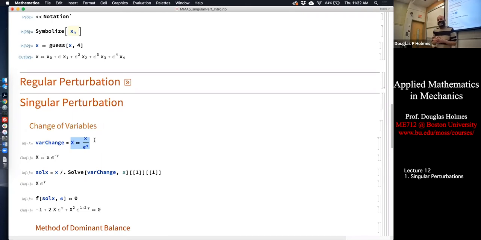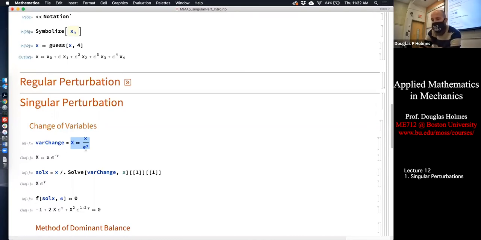So we're going to introduce a change of variable. We're going to call it capital X, and it's going to be equal to our original x, divided by epsilon to the gamma. Now we don't know what gamma is. So the first step is change of variables, and the second step is determine gamma through a dominant balance. The second step is usually one that brings on the most confusion. So let's first start with this first step here.